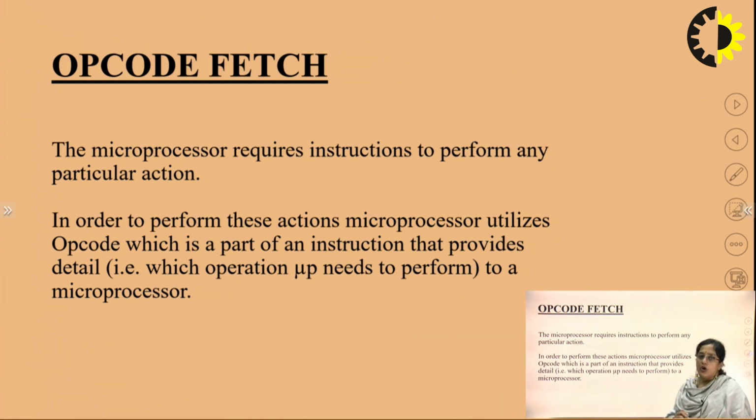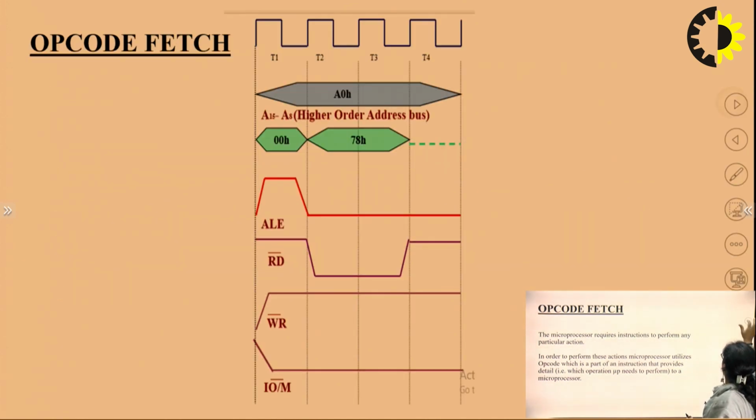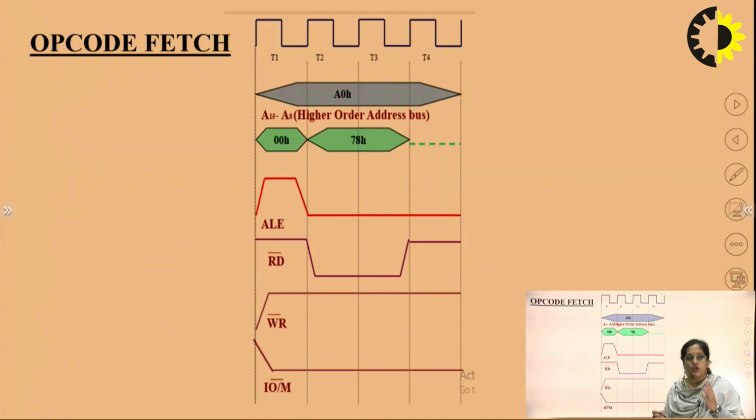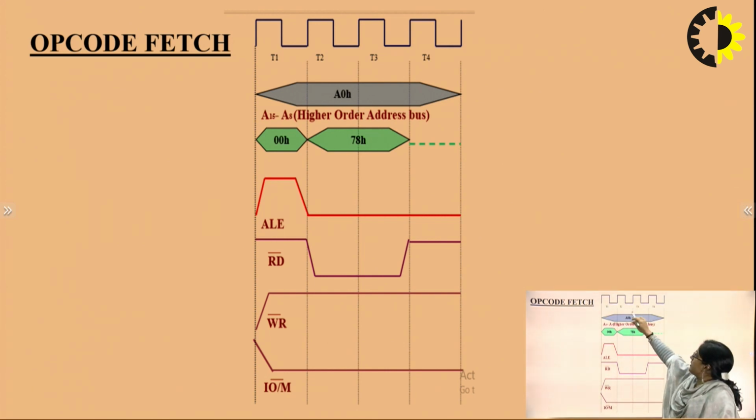Now, in case of opcode fetch, each instruction consists of an opcode and an operand. Whenever an instruction is executed, the first machine operation will be the opcode fetch. Each opcode fetch cycle consists of 4 T states. This is the pictorial or graphical representation of opcode fetch.